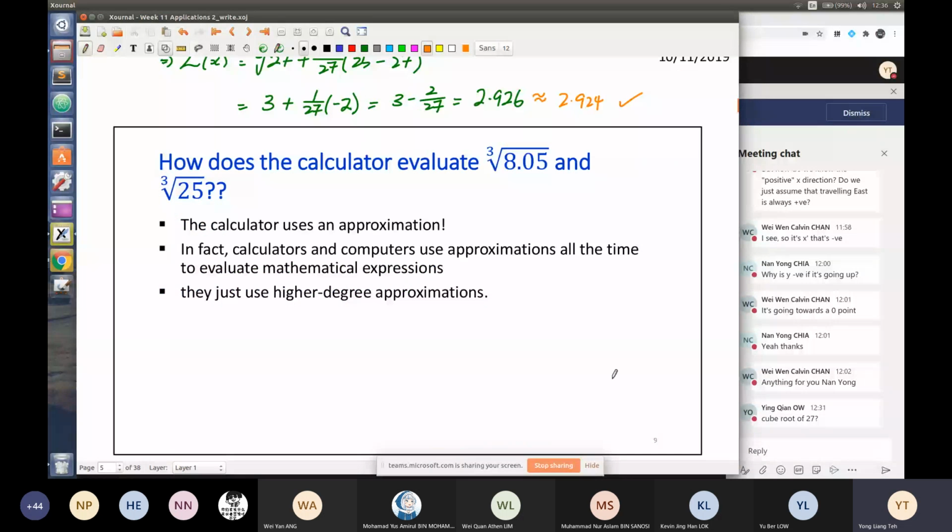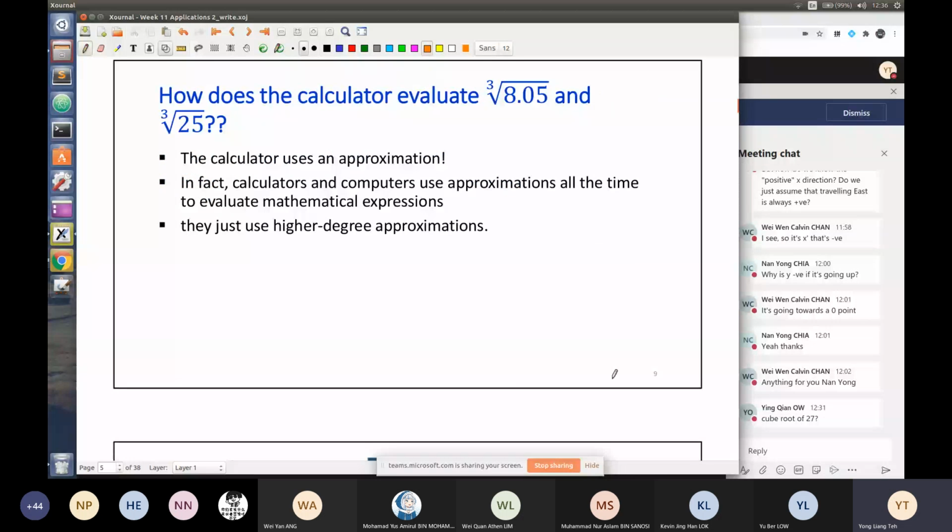So how does the calculator evaluate these two cube root values here? Actually, the calculator is using an approximation, but it is a higher order approximation. This explains why that a is called an expansion point. The reason is because this approximation is known as the Taylor series expansion.